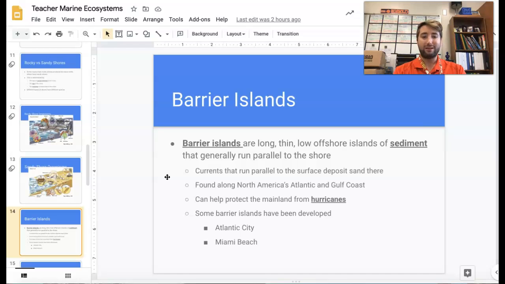So for example, Atlantic City, it's a really big casino city, like a gambling city, and it's in, I want to say, New Jersey. And then Miami Beach in Florida is also a barrier island that has been developed.